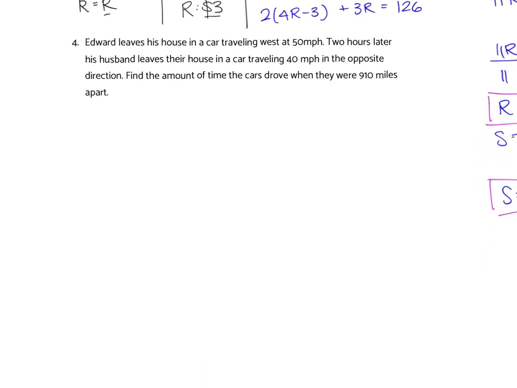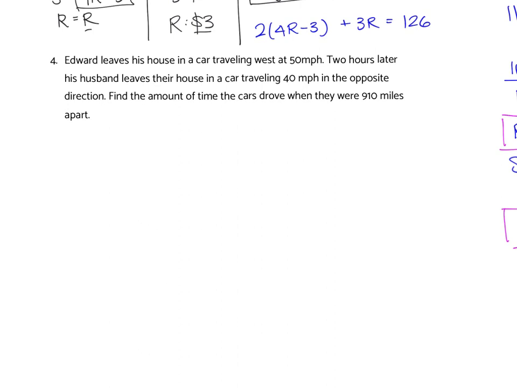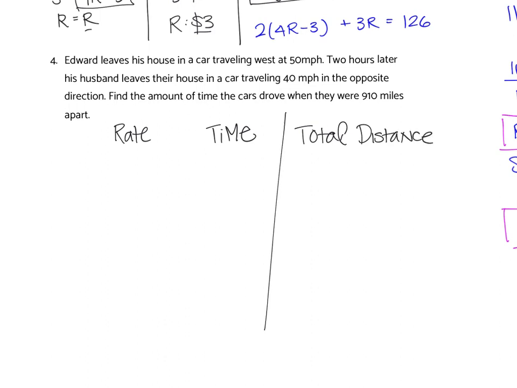Okay, and then the last problem is a rate problem, which we've also come across with our expressions, right? Because the rate and the amount of time is still going to give us a total distance. So I can still set it up in a similar table.